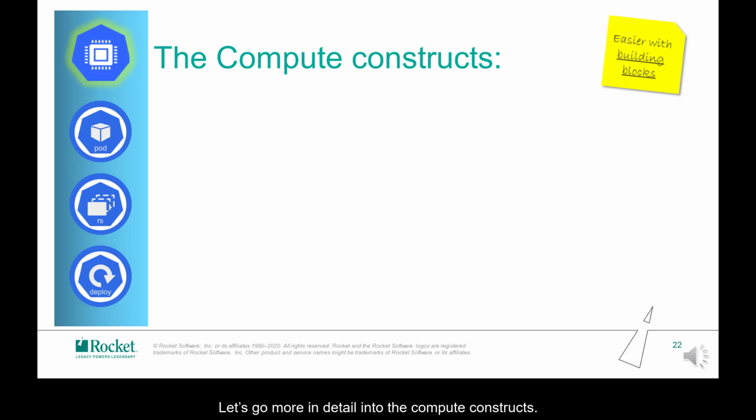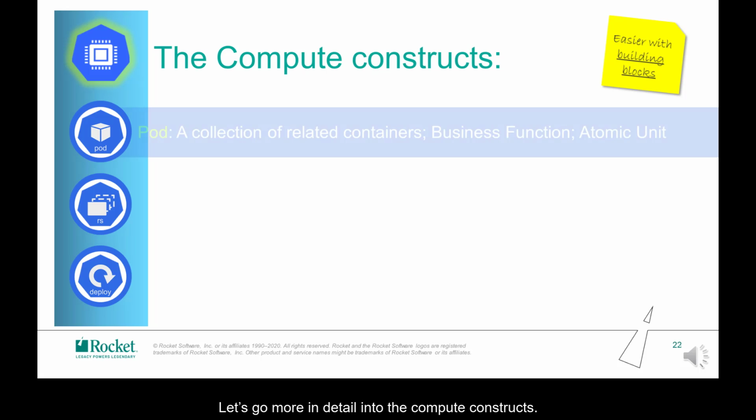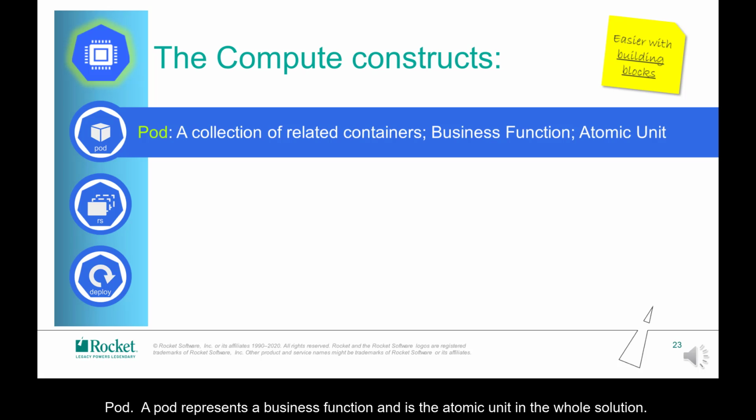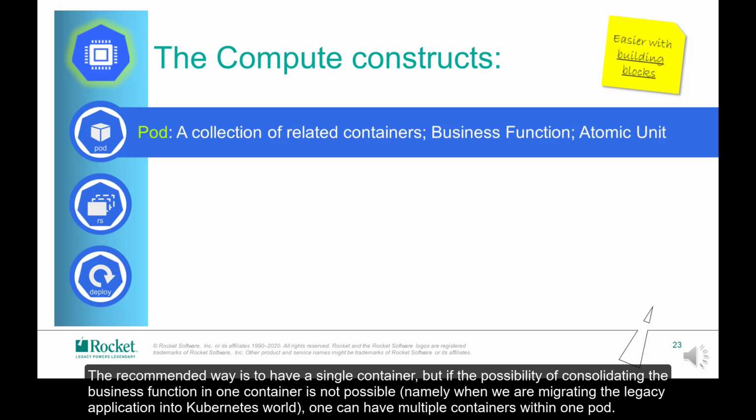Let's go more in detail into compute constructs. Pod. A pod represents a business function and is the atomic unit in the whole solution. A pod can contain multiple containers which are required to fulfill the business function. The recommended way is to have a single container, but if consolidating the business function in one container is not possible, namely when we are migrating a legacy application into the Kubernetes world, one can have multiple containers within one pod.